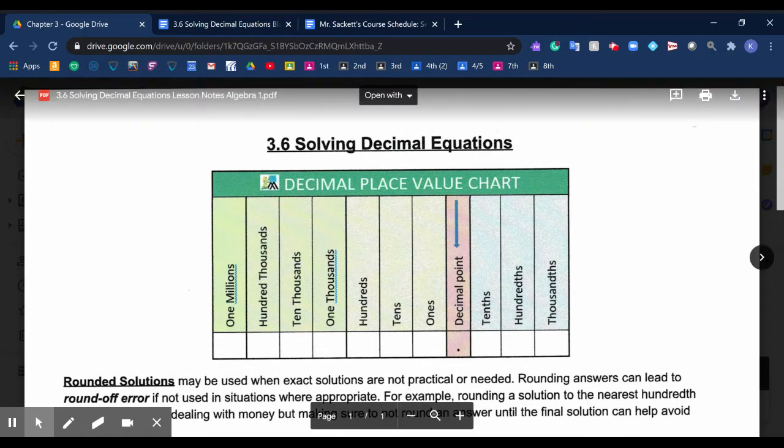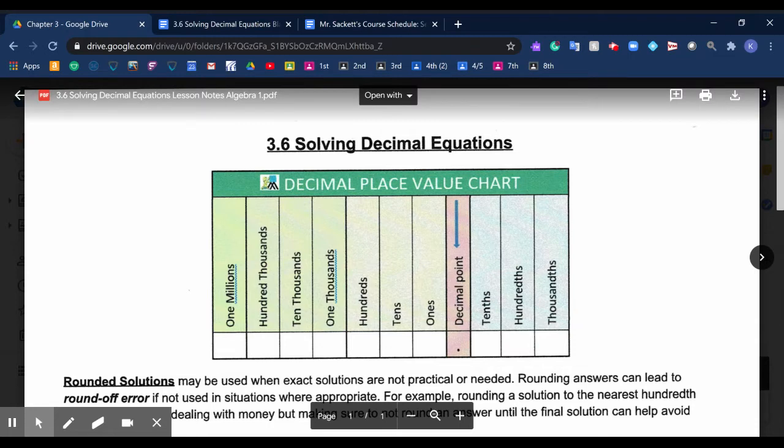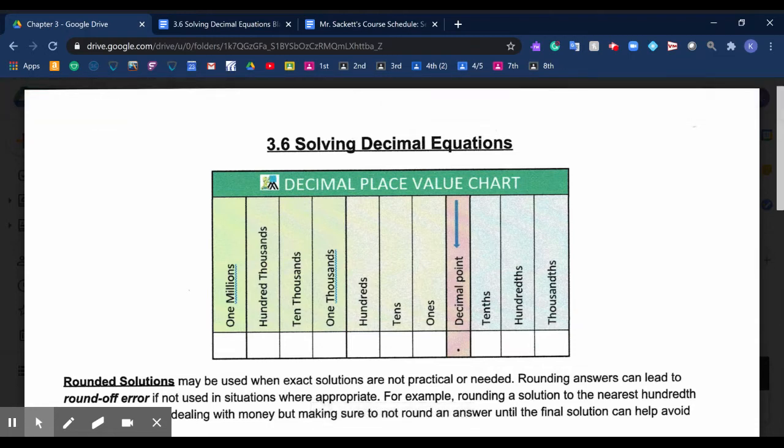So again, remember your place values in front are the ones, tens, hundreds, and so on. And after the decimal, one decimal place is the tenths, the second decimal place is the hundredths, third is the thousandths, fourth would be 10,000ths, and so on.